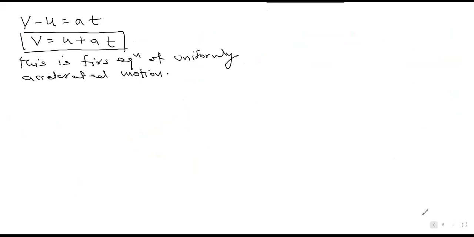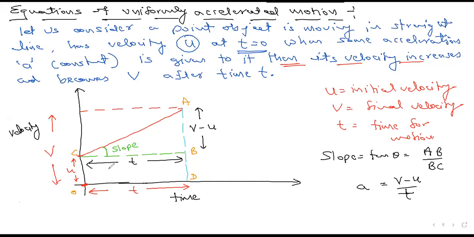This is the first equation of the uniformly accelerated motion. Am I clear in my words? This is the first. Now do one thing, calculate the area under the surface. How much is the area? How much is the surface? Sorry, the surface is this complete.